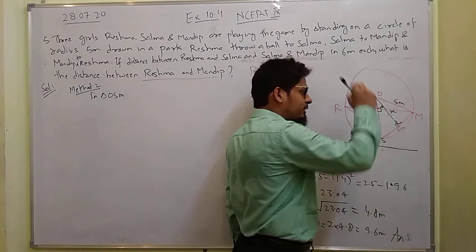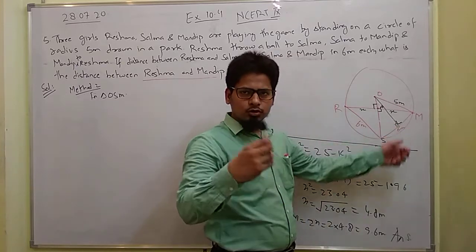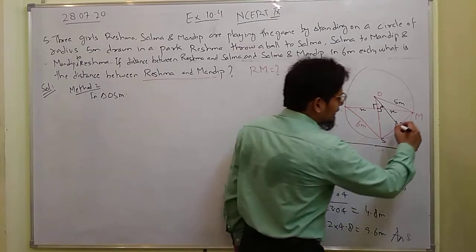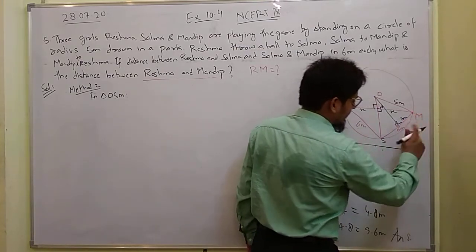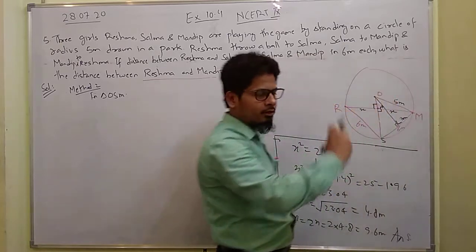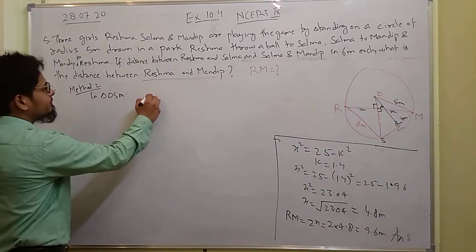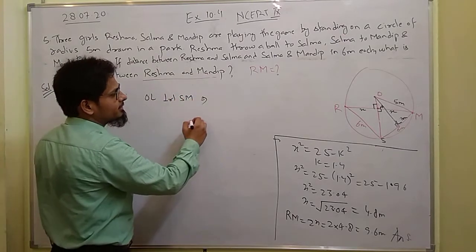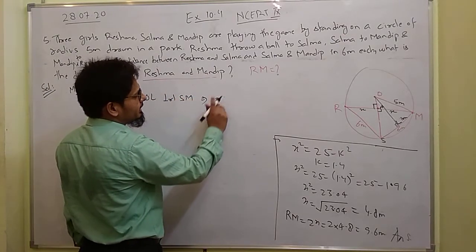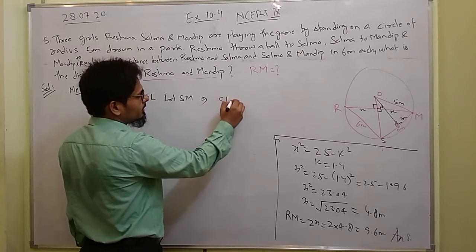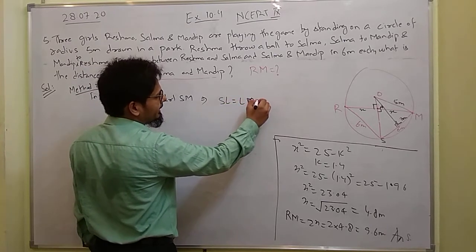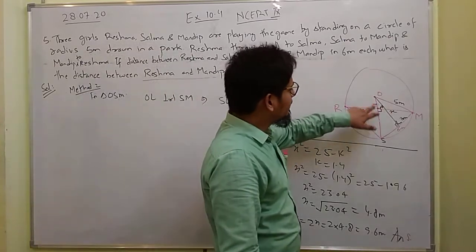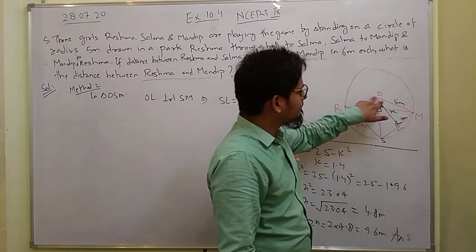This line is coming from the center and it is perpendicular, so this OL bisects the chord SM. So this LM will be 3 meter. It is complete 6, half will be 3. OL is perpendicular to SM, so by the theorem we can say SL is equal to LM, and each is 3 meter. Clear?